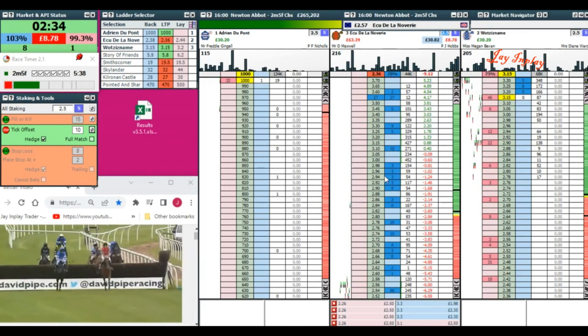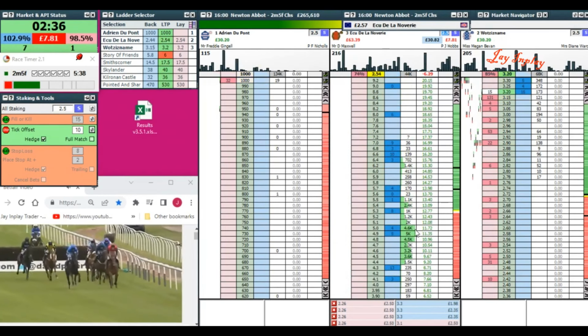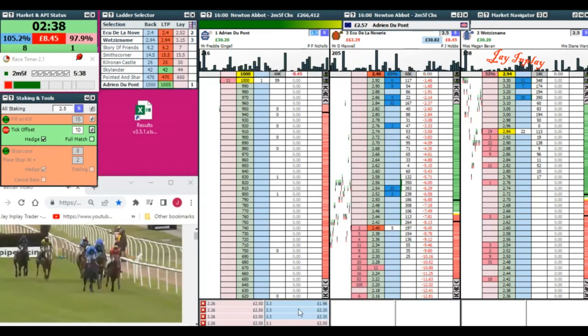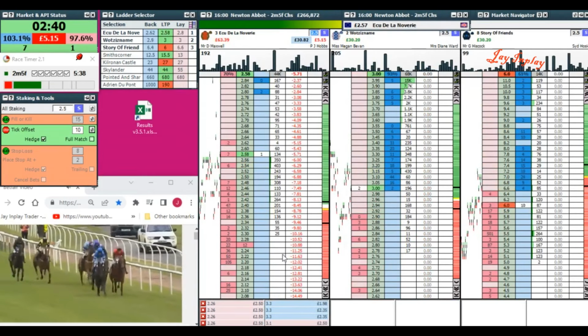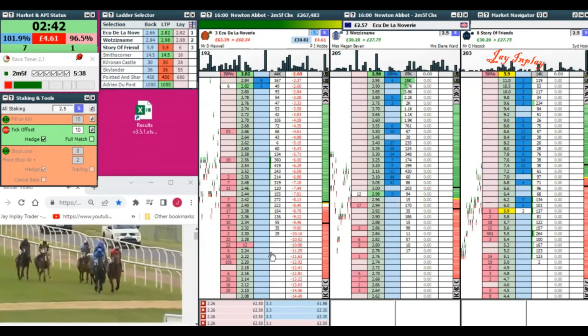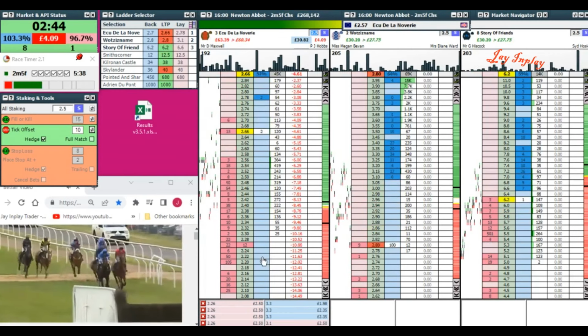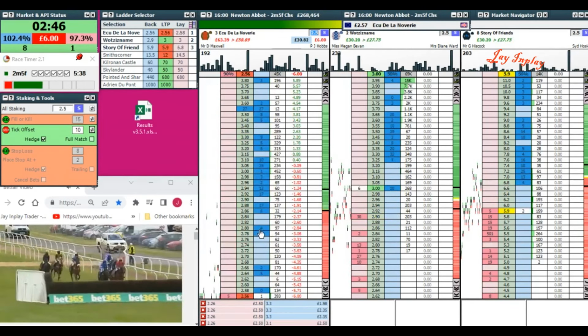There is no way that does not bounce back up somewhere there. Look, the SP was up here. I know the favourites dropped out of the race, but even still. Corner comes up to dispute it with him, and Adrien Dupont's going to be pulled up by Freddie Gingell at the back of the field before taking fence number 9.